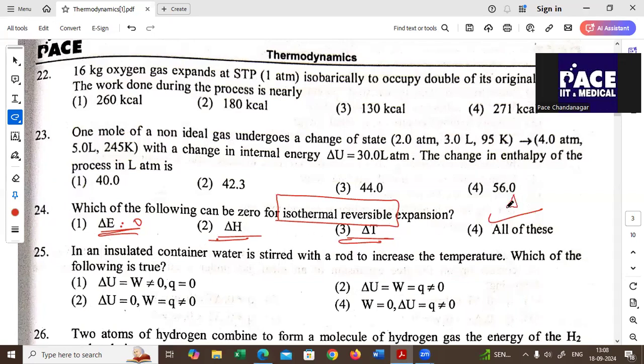Why is delta H 0? Because delta H is equal to delta U plus delta nRT, or delta PV, anything. So if it is isothermal, temperature change is 0, delta T is 0, so this is 0, and delta U is also 0. It is an isothermal change, so delta U is also 0. So therefore delta H is 0, delta T is 0, all of these are 0. Okay. Next, moving on with question number 25 there.